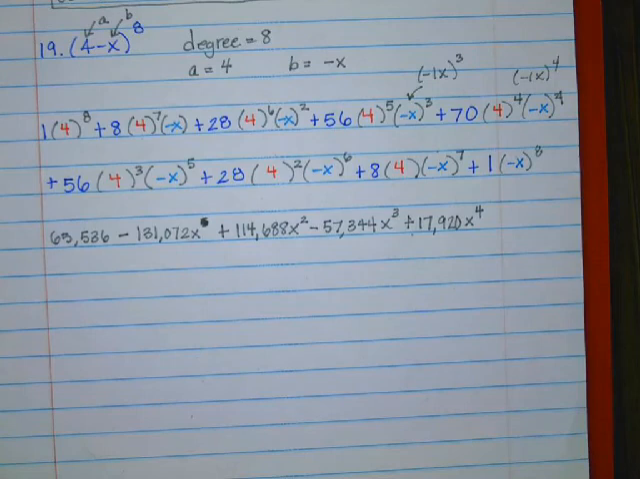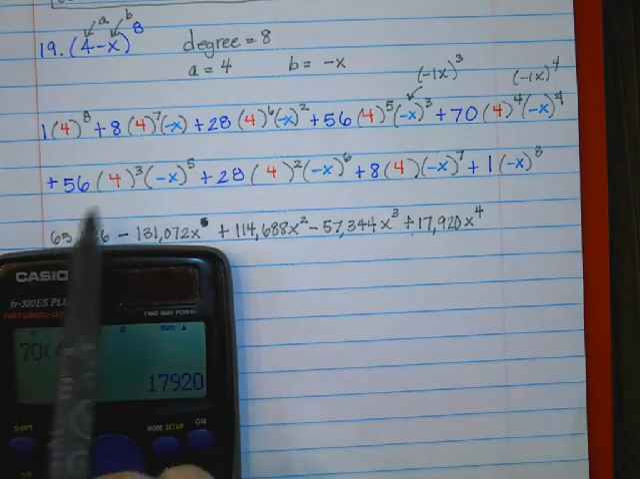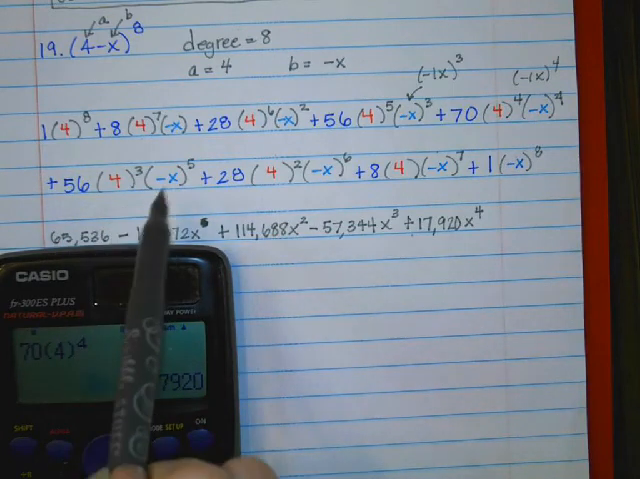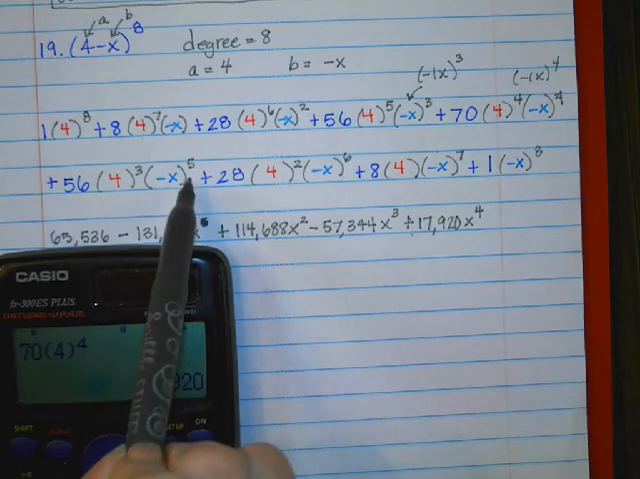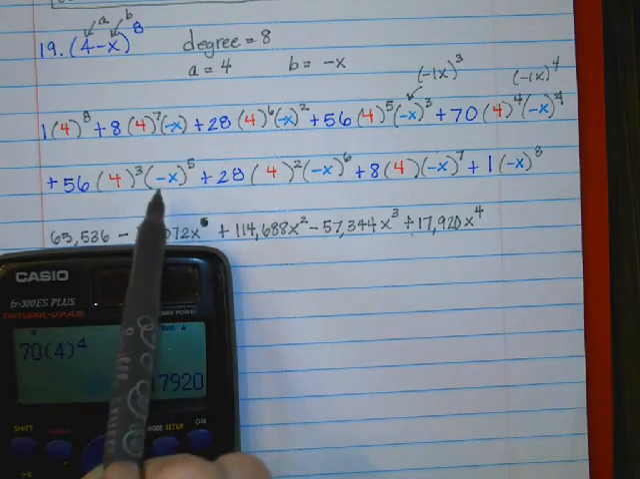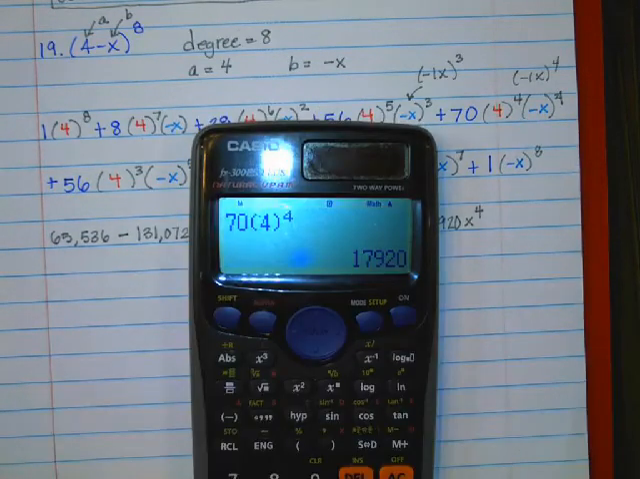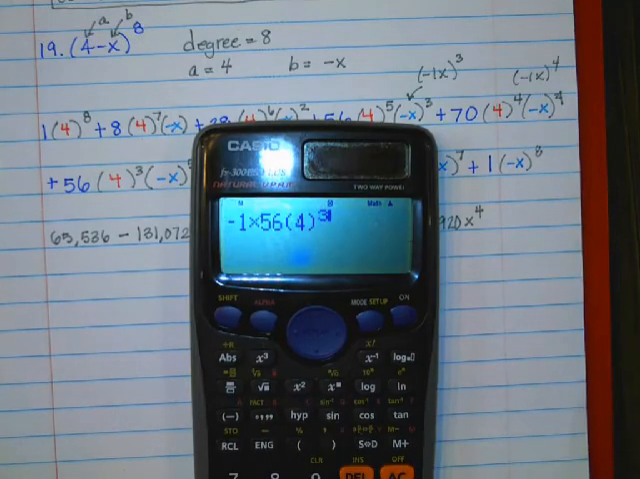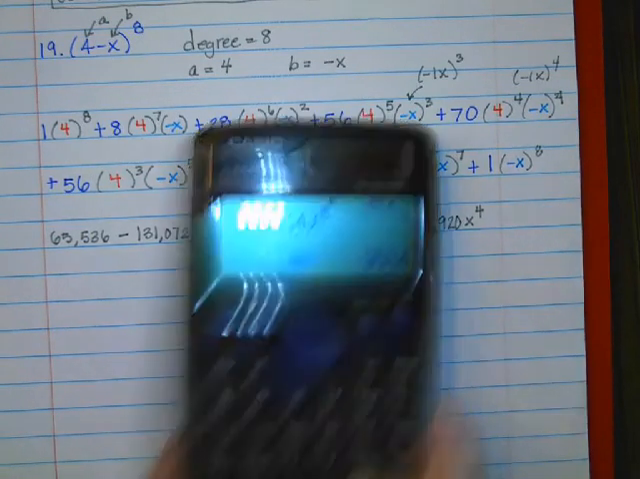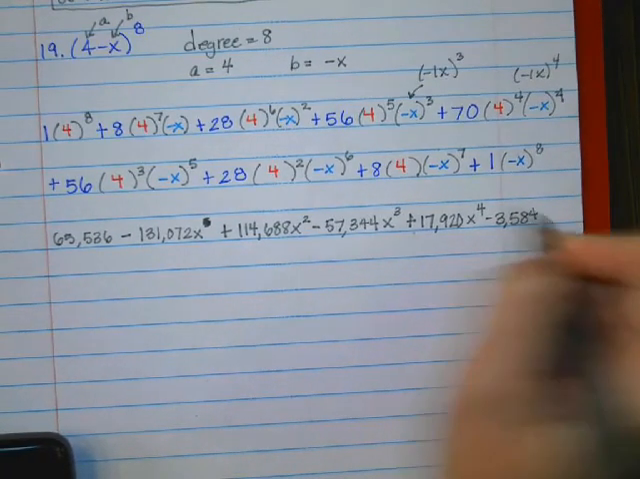All right, so I've got to keep moving down the line. I'm here, so I've got 56 times 4 to the 3rd times a negative x to the 5th. So remember, this is like a negative 1 to the 5th power. So an odd power, so a negative number raised to an odd power makes a negative 1. So this becomes negative 1 times 56 times 4 to the 3rd power. And I get negative 3,584. So negative 3,584, and that is x to the 5th power.